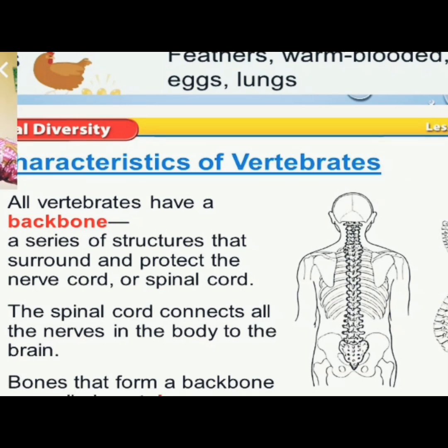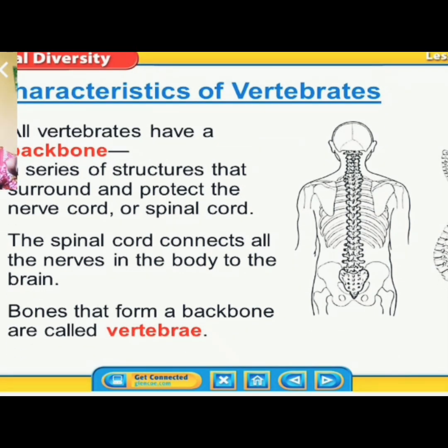As you can see here, the spinal cord connects all the nerves in the body to the brain. So it is through the spinal cord that information is being transmitted from the external environment, which we call stimulus. Stimulus refers to things like heat, temperature, pressure, touch, anything that the environment can send into our body for response. They are called stimulus, what we respond to. Bones that form a backbone are called vertebrates.